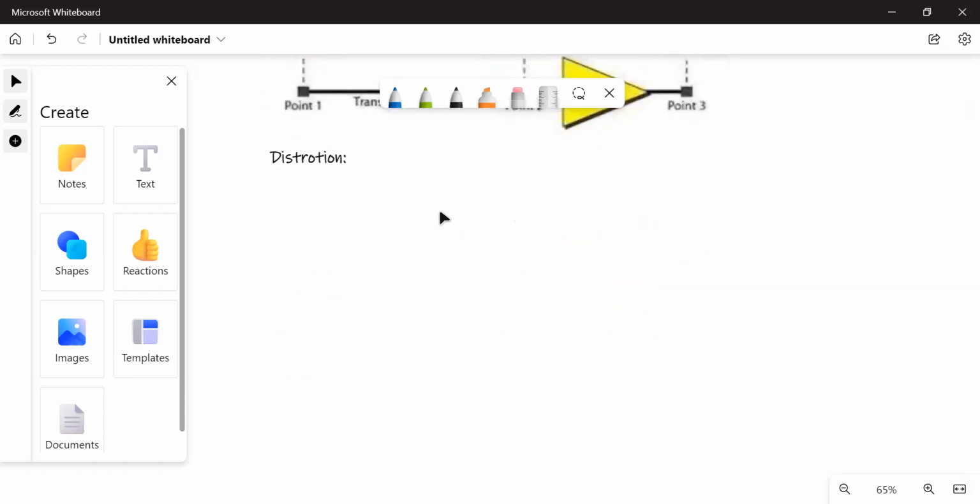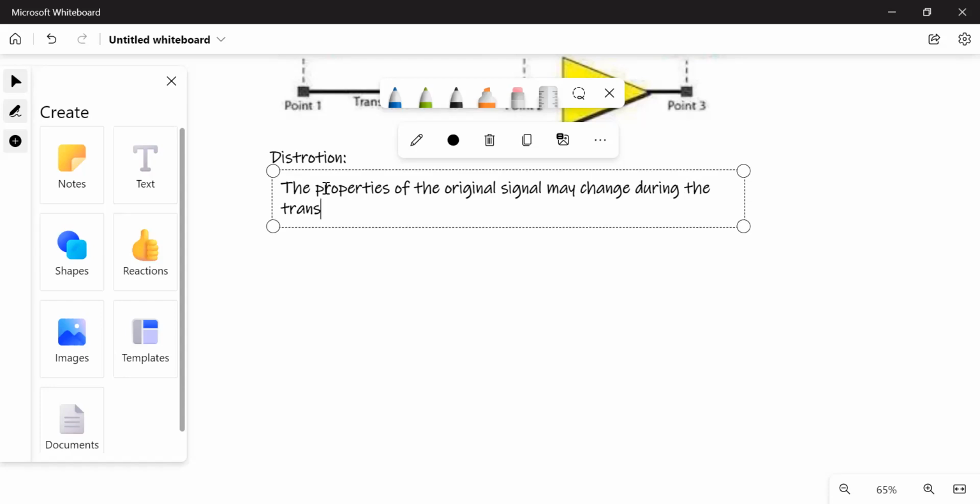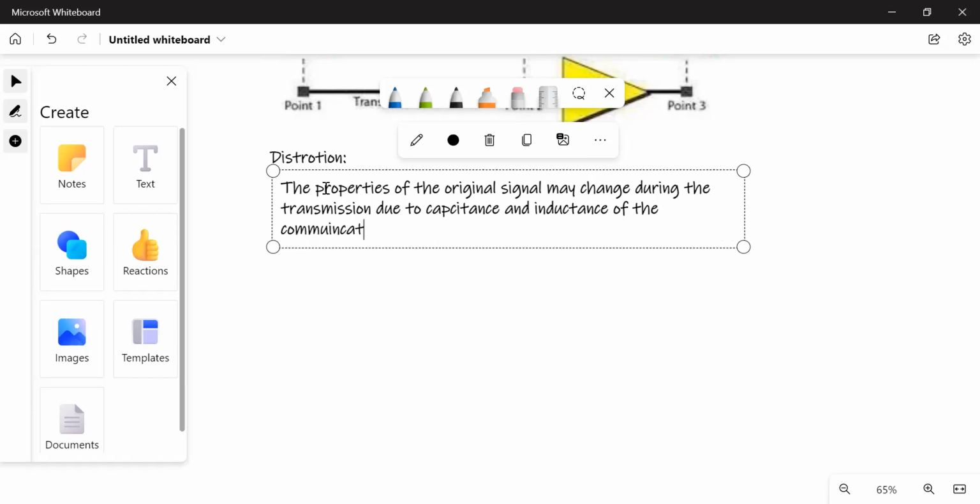Right, let's write down. Distortion: the properties of the original signal may change during the transmission due to various reasons, but let's say the common ones are capacitance and the inductance of the communication medium. This is called distortion.